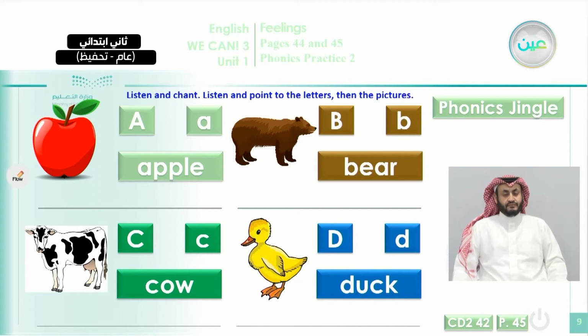You need to know how to spell the right word. And the next one here is a bear. You can see a bear here. We spell bear as B-E-A-R, and you have to notice also the capital B and the small b.